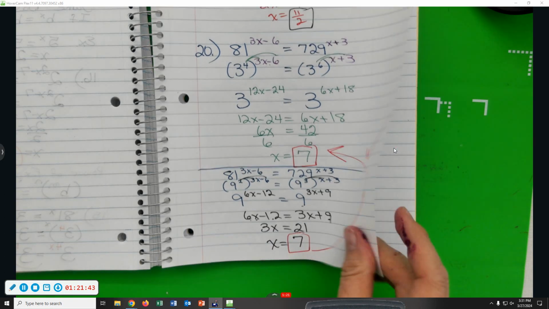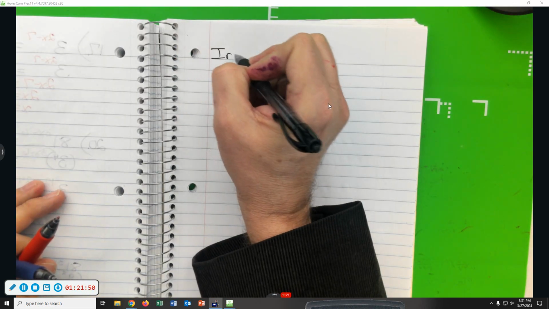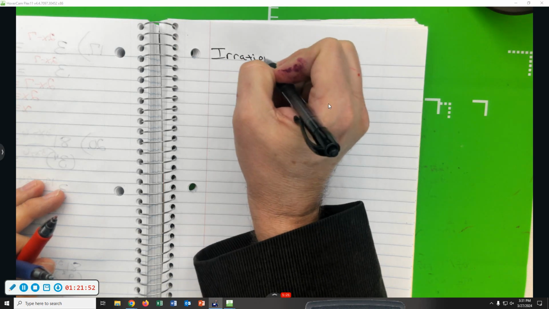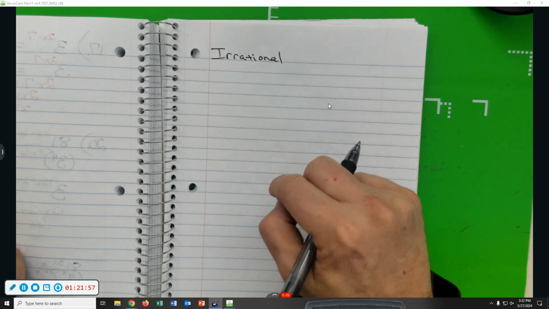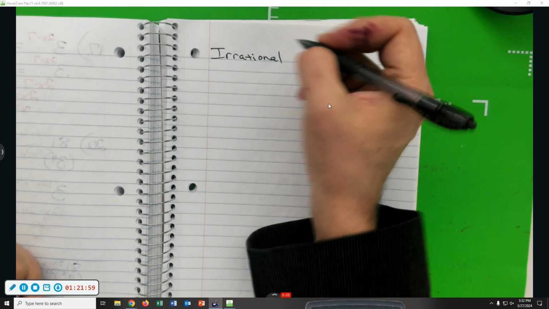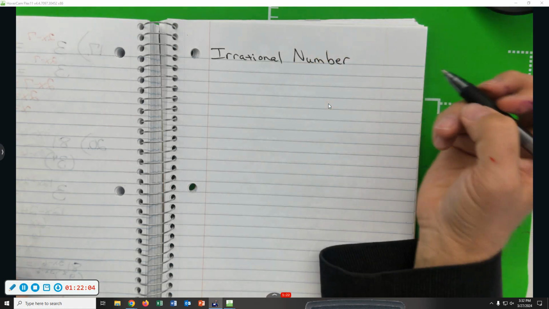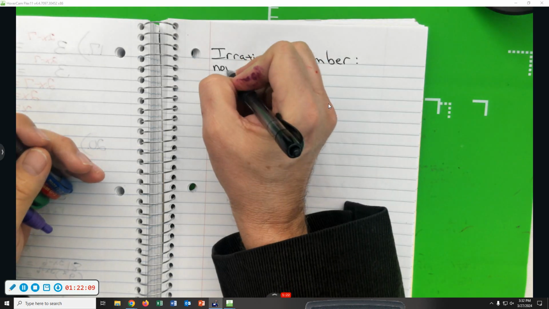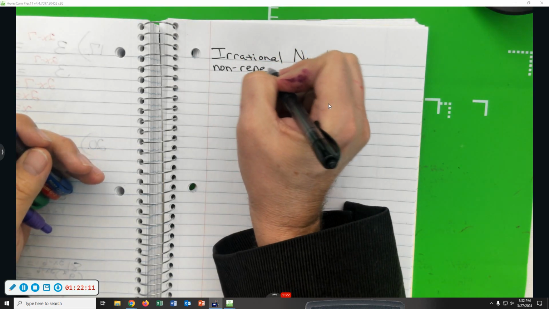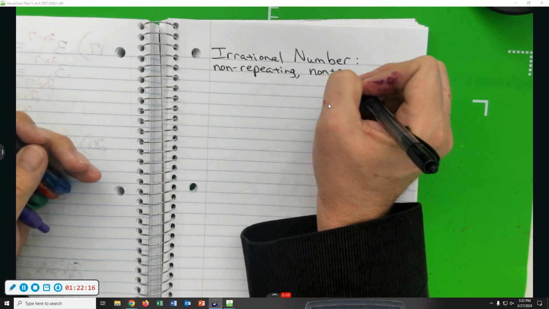The natural exponential. Do you remember what an irrational number is, first of all? A rational number is any number that can be expressed as a fraction, one integer over another integer. An irrational number, well, it can't be written as an integer over an integer. It is a non-repeating, non-terminating decimal.